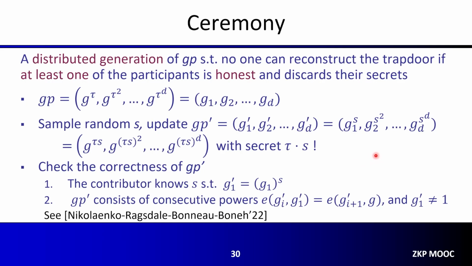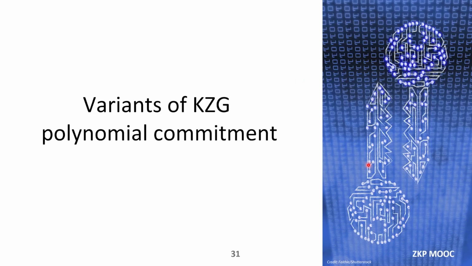So that completes the discussion of the KZG polynomial commitment scheme. As we've seen so far, the KZG polynomial commitment has this simple and nice algebraic structure, and that's why it has led to many variants in the literature, and I'm going to discuss some of these variants next.